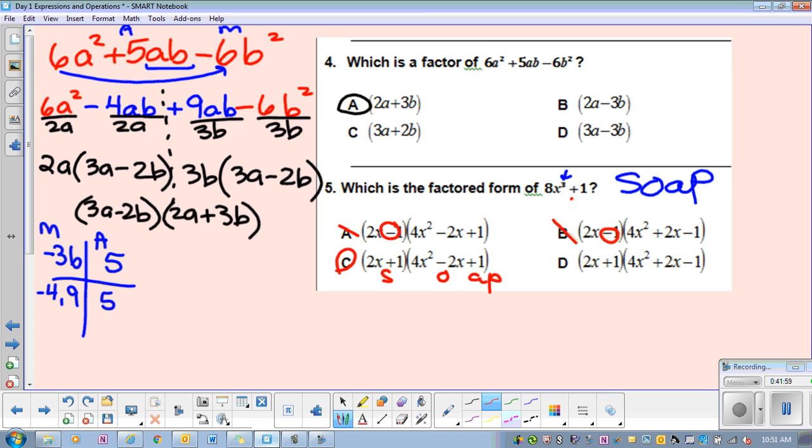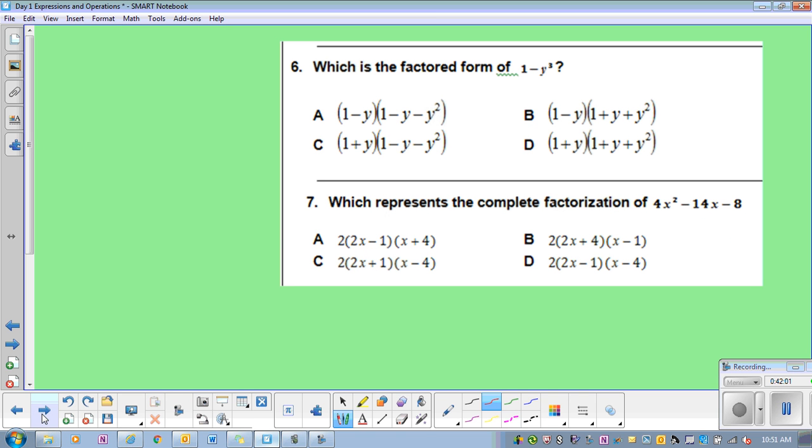All right. What is the factored form of 1 minus y cubed? Guys, try that one. Same thing, they just switch the order. This one is B. You guys just did the SOAP trick with just the signs, right? Because everything else is the same.